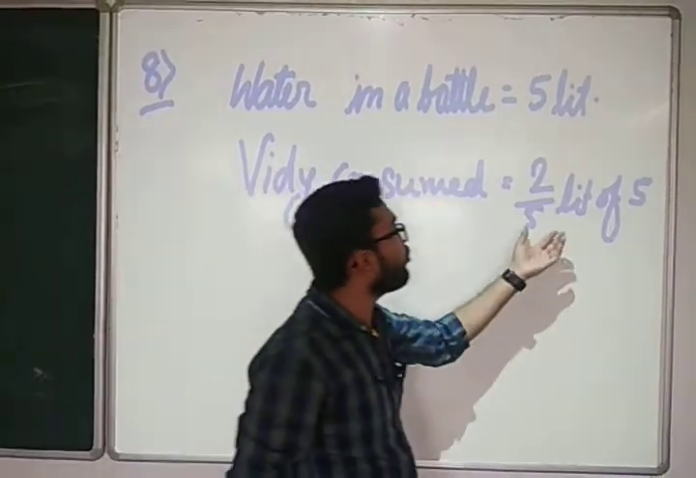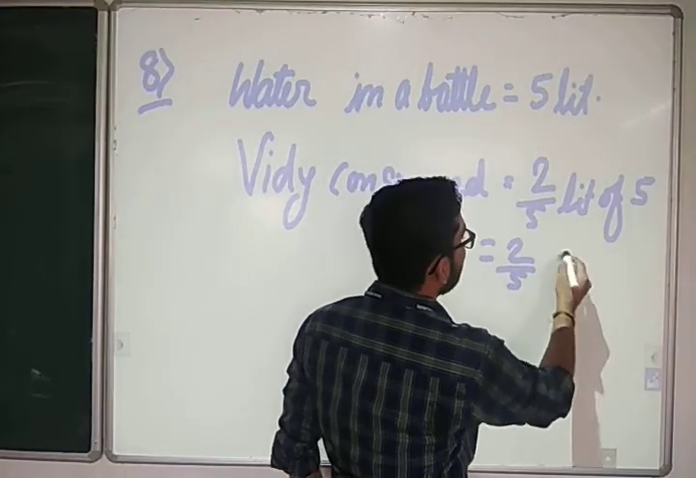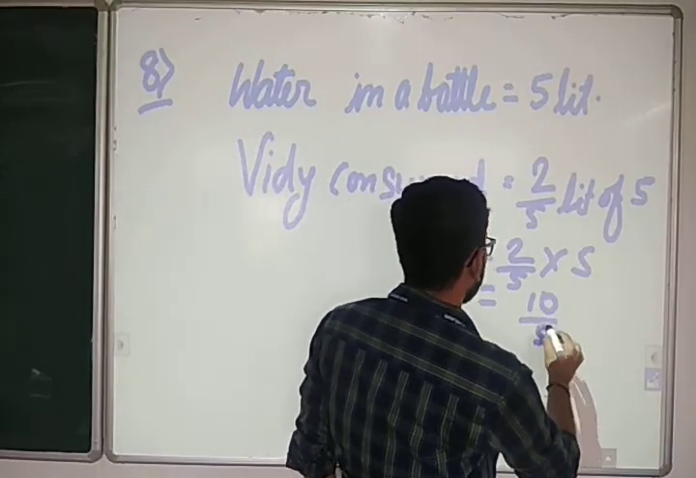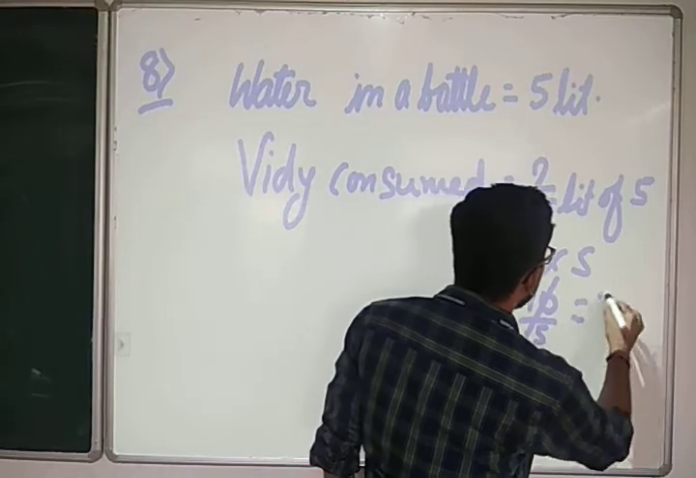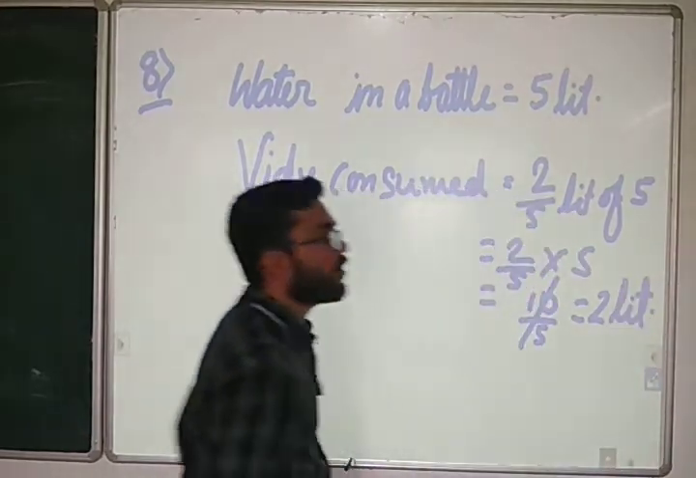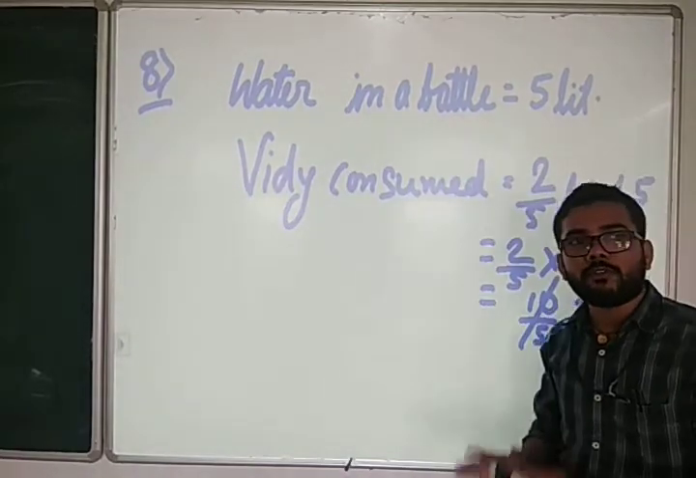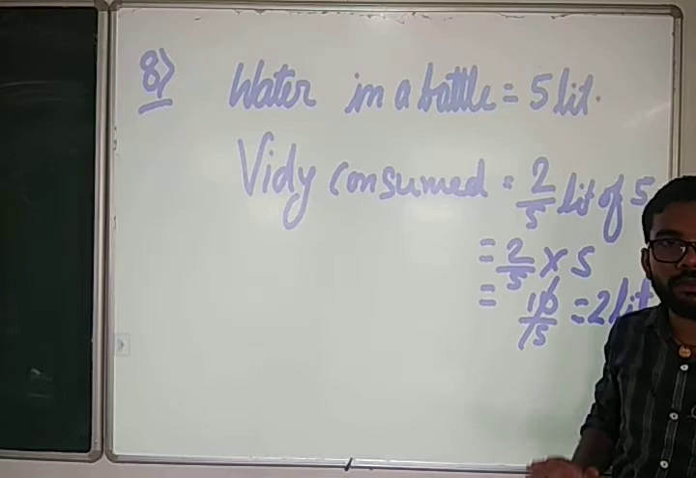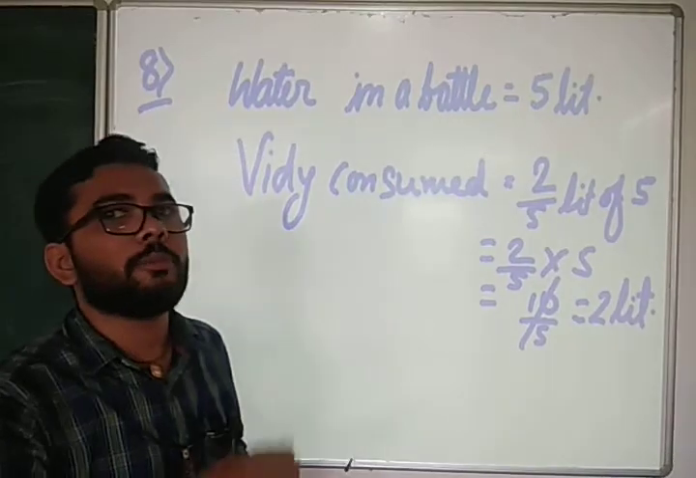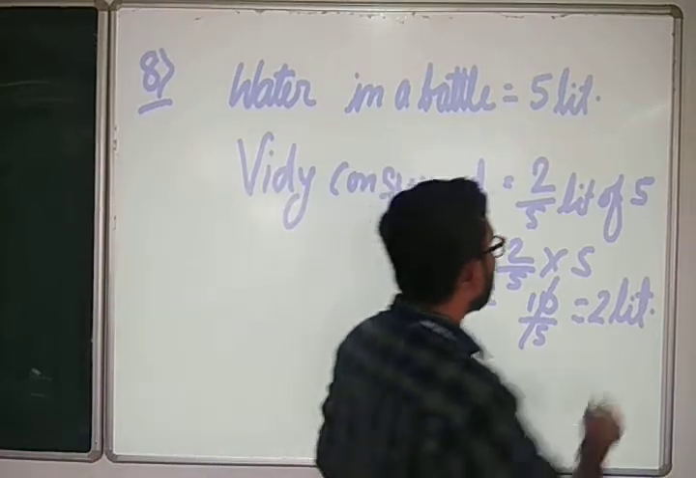Okay, so we will find 2 upon 5 of 5. So 2 upon 5, of means into 5, 2 fives are 10 upon 5. When you calculate it, you will get 2 liters. So Vidya consumed 2 liters of water. In the question it is given that 2 upon 5 of the water Vidya consumed. A bottle filled with 5 liters of water, and out of which 2 upon 5 part Vidya consumed.